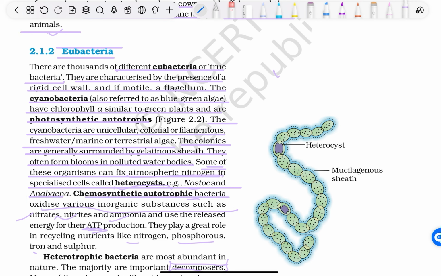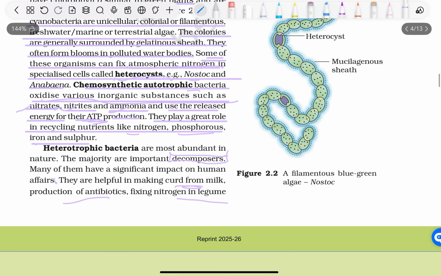Chemosynthetic autotrophic bacteria oxidize various inorganic substances such as nitrates, nitrites, and ammonia and use the released energy for their ATP production. They play a great role in recycling nutrients like nitrogen, phosphorus, iron, and sulfur. Heterotrophic bacteria. These are the most abundant in nature. The majority are important decomposers.